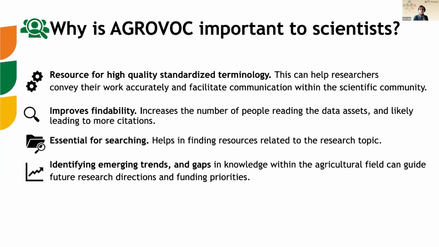Agrovoc is essential for searching. It helps in finding resources related to research topics. And it is also helpful in identifying emerging trends and gaps in keyword usage within the agricultural field, which can guide future research directions and funding opportunities.